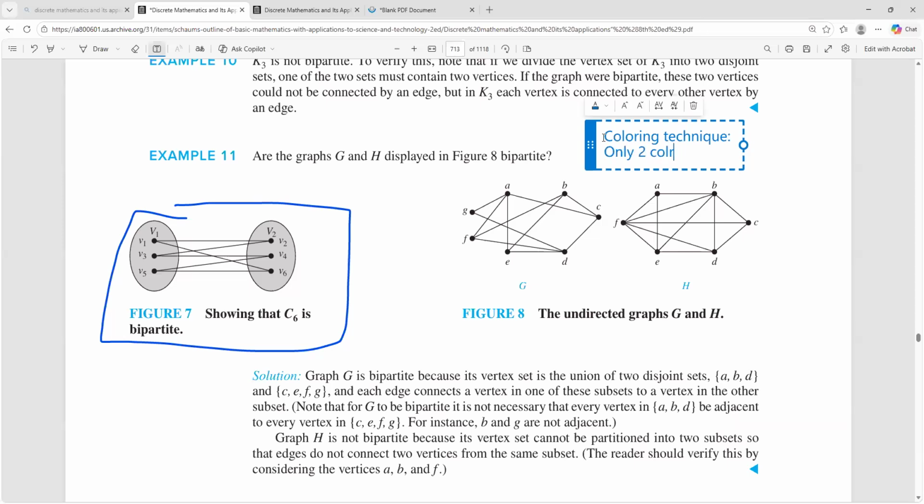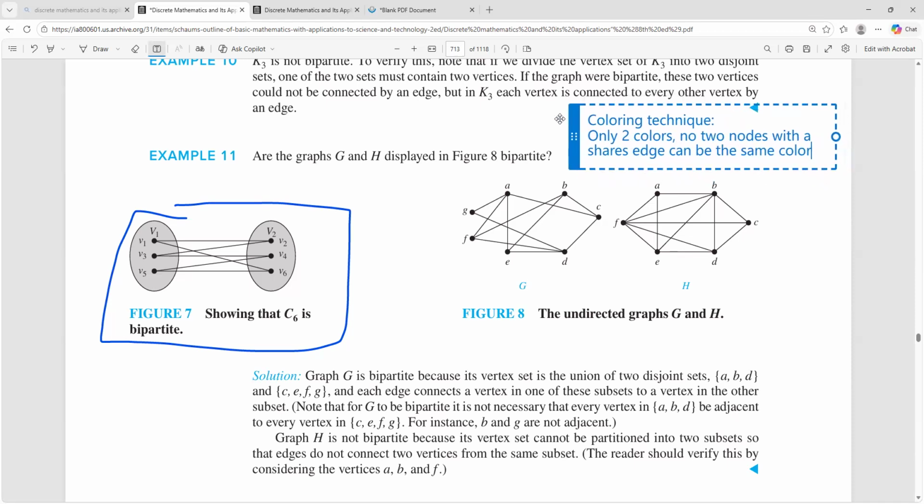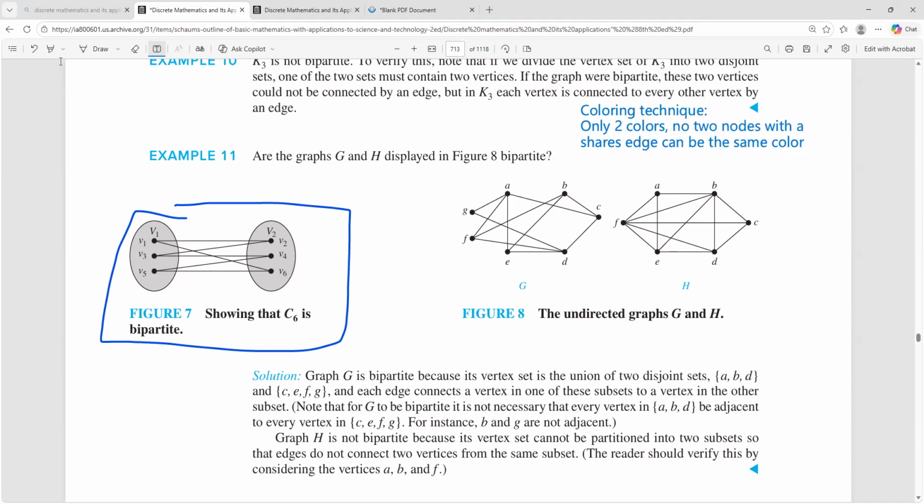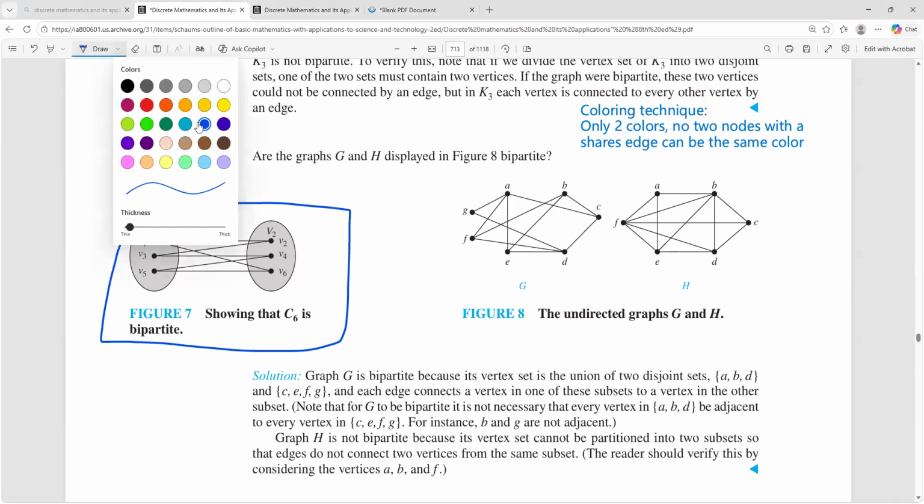Only two colors, and no two nodes with a shared edge can be the same color. The idea is if we can do it with only two colors, boom, the graph's bipartite. If we can't, then it's not bipartite. Okay, so let's use two colors. Let's start with this graph.